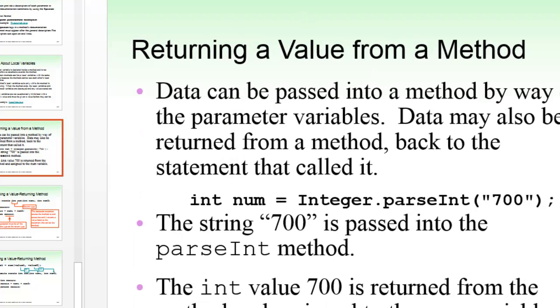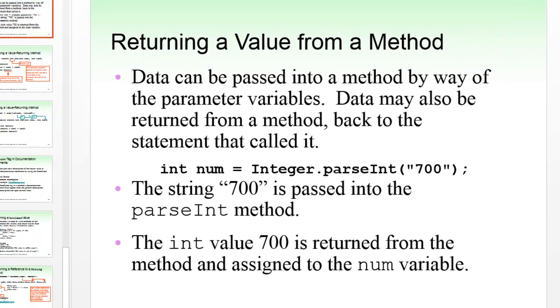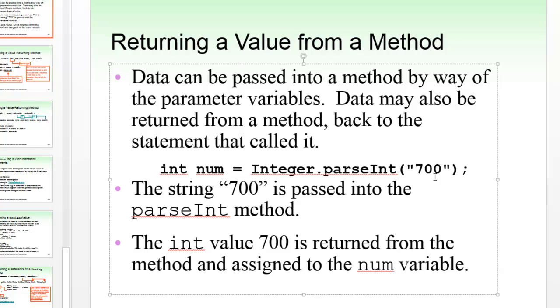What about returning a value from a method? At the very beginning, we talked about the two major categories of methods in Java. You've got void methods, which just perform a task and don't return a value. And now you've also got value returning methods. We've seen examples such as Integer.parseInt of the value returning methods. We've also seen examples of void methods like System.out.println. For this one, the string 700 is passed into the parseInt method as a parameter, and then the int value 700 is returned.